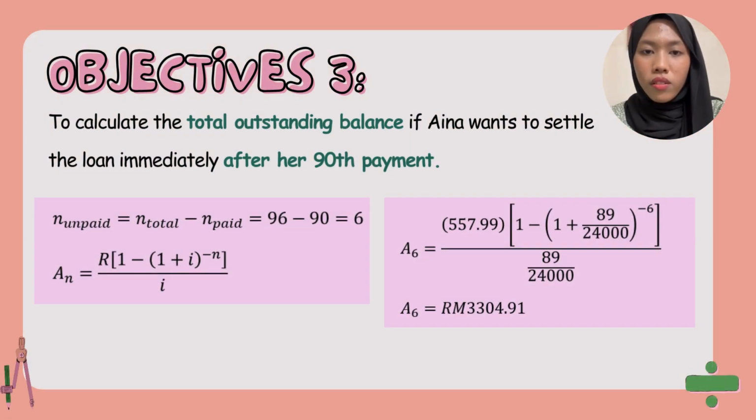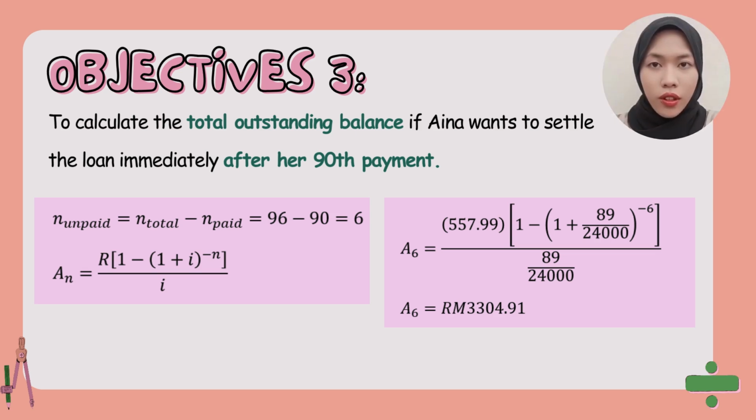To calculate the total outstanding balance if Aina wants to settle the loan immediately after her 90th payment, first we calculate the number of unpaid months. We use the formula n unpaid equals n total minus n paid. That is 96 months total minus 90 months paid equals 6 months unpaid. Next, we use the annuity formula to calculate the present value of the remaining 6 payments. The formula is A sub n equals R multiplied by open bracket 1 minus open bracket 1 plus i close bracket to the power of negative n close bracket divided by i.